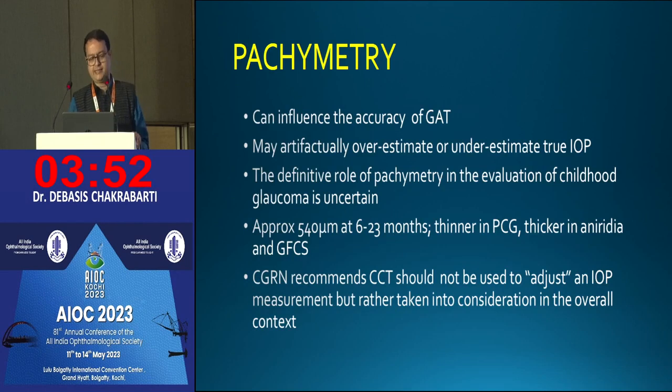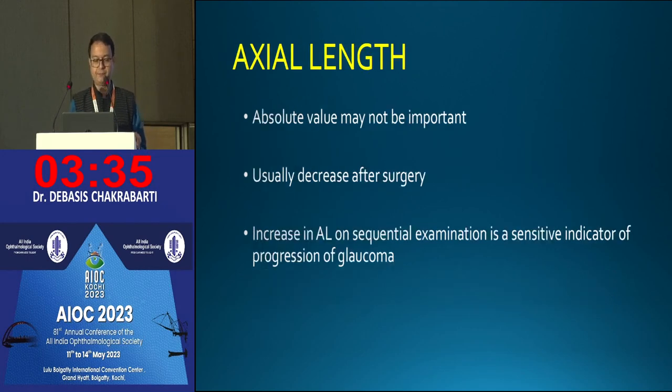Then pachymetry can be done because it can influence the accuracy of the Goldmann applanation tonometry, but the definitive role of pachymetry in the evaluation of childhood glaucoma is uncertain, and the CGRN recommends that the CCT should not be used to adjust an IOP measurement, but it should rather be taken into consideration in the overall context.